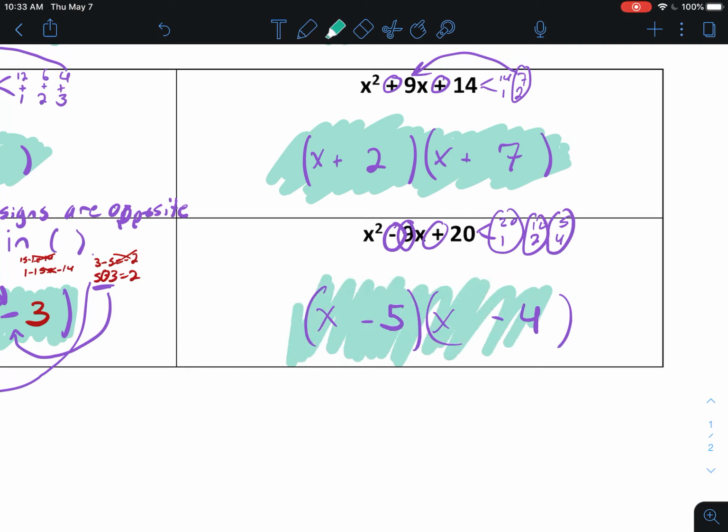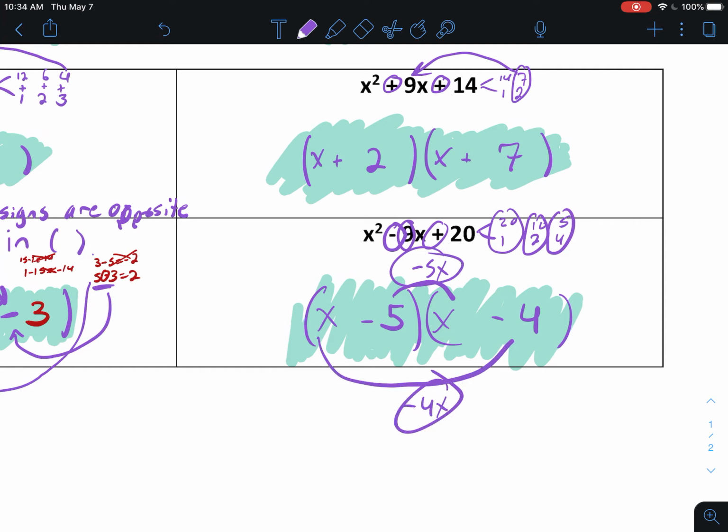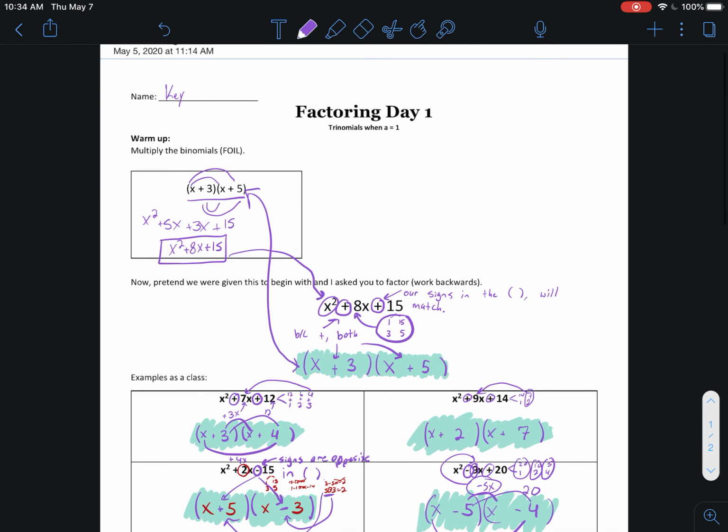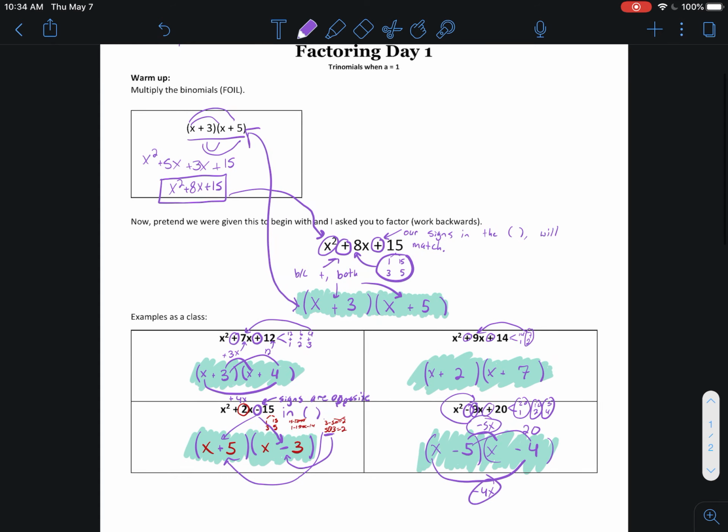Remember, you can always check, right? You could always check these answers by doing negative 5x, negative 4x. If we would add those two things together, would give us that negative 9x, right? And then negative 5 times negative 4 is positive 20. All right, so this is how you FOIL, or not FOIL, this is how you factor.